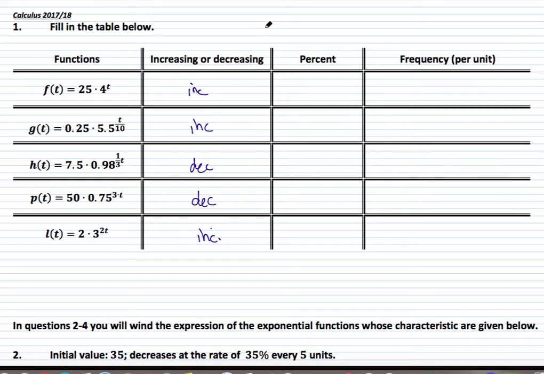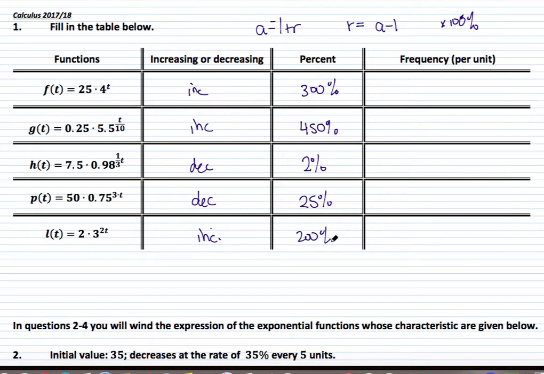Now, the percent change comes from the fact that a is 1 plus the rate, or the rate is a minus 1. To get percent, of course, we multiply by 100%. So here we would have 4 minus 1, which is 3, times 100, or 300%. Here, 5.5 minus 1 is 4.5, times 100 is 450%. For h, we would have negative 2%, or just a 2% decrease, since we already said. For p of t, 25% decrease. For L of t, 200% increase.